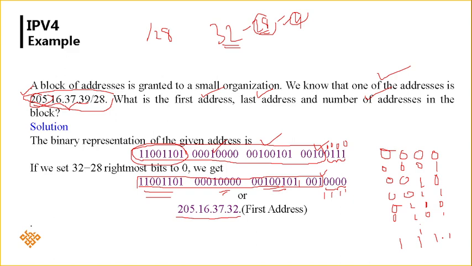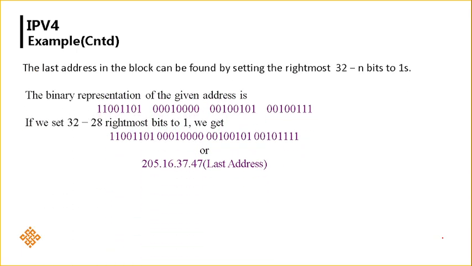That is your last system, that is nothing but the 16th system. Hope you understood. So what will your last IP address be now? It's the same thing. Instead of all zeros, I am making all ones. So that is your last address. Again convert 205, 16, 37, and this is your last block, which is nothing but 47. This is your last address.